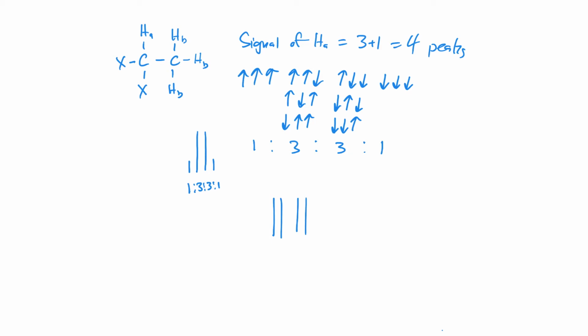And this would be called maybe a doublet of doublets, and that's something we'll talk about more in class as we get into a little more complex splitting patterns. But this is how these spin states and how they add together are how we get to the 1 to 3 to 3 to 1 ratio for a standard quartet.